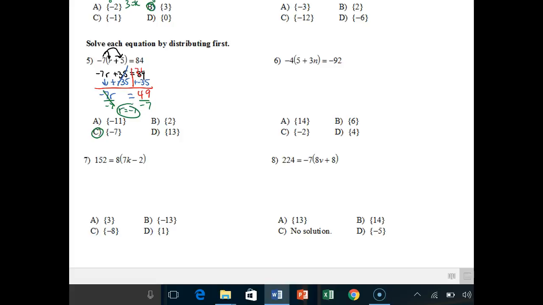Number 7, we can go ahead and again distribute the number right outside the parentheses to both terms inside the parentheses. So we're going to get 152 is equal to 8 times 7k is 56k, and 8 times plus -2 is plus -16. We'll draw our Tetris. We will add 16 to both sides. And this cancels out because it's 0. We drop down 56k equals 168. We'll go ahead and divide.